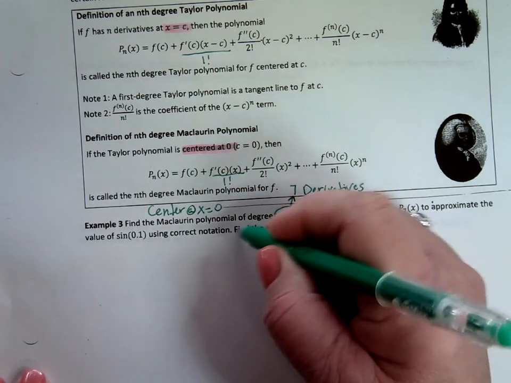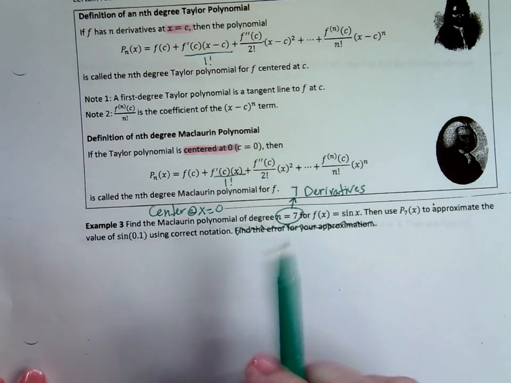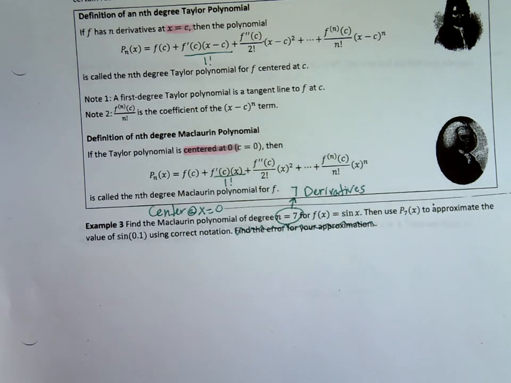We're not going to do find the error. That's going to come up in section 15.5. And this is the only question on this packet that asks you for that error approximation. So we're skipping that part of it. We'll save that for 15.5. So what you need to start with are the first 7 derivatives of the sine of x.